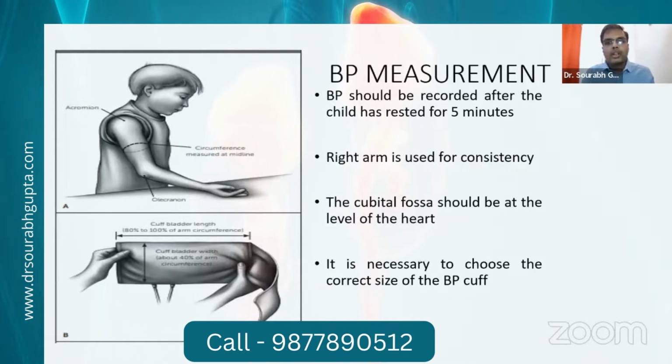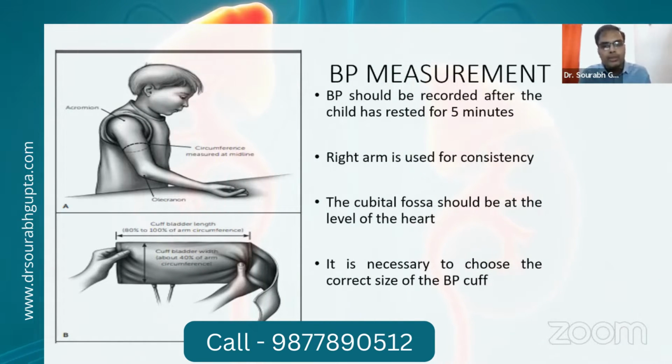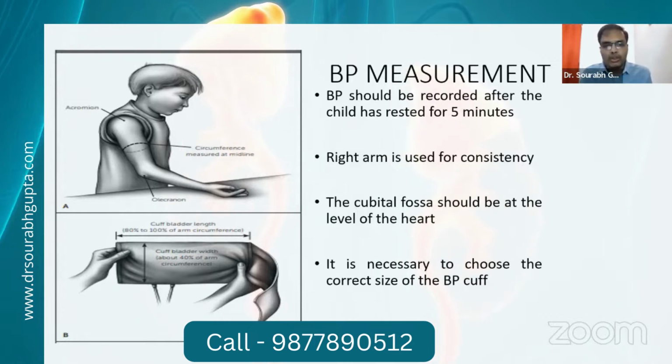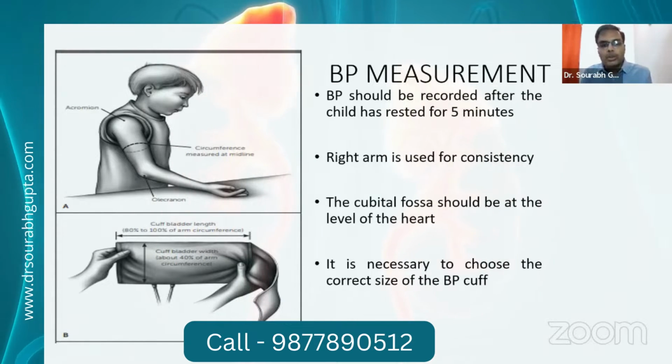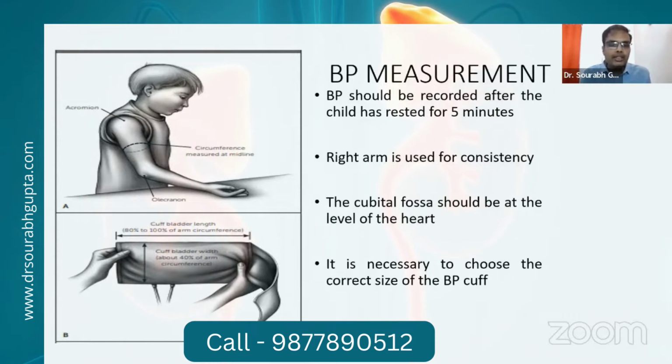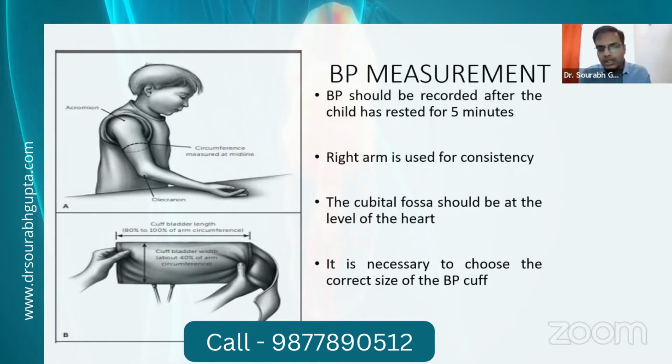It should be recorded after a rest of 5 minutes, and for consistency one can use the same arm in the same patient, but the non-dominant hand should be preferred, placed at the level of the heart, in the cubital fossa. And one most important thing here is the choice of a correct BP cuff. Its length should be around 80 to 100% of arm circumference to cover the whole arm, and its width should be at least 40%. The evidence is that it should be around 46-47%, but the recommendation has been at least 40%.